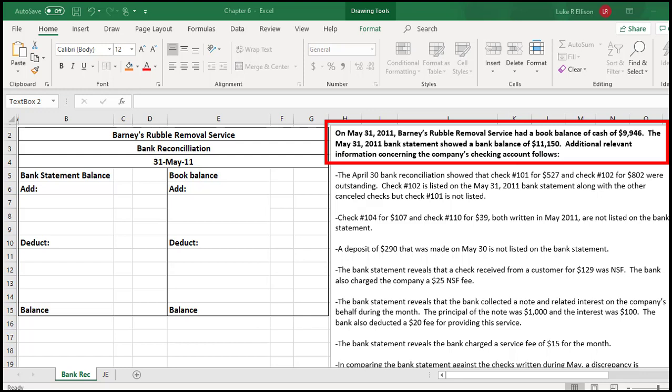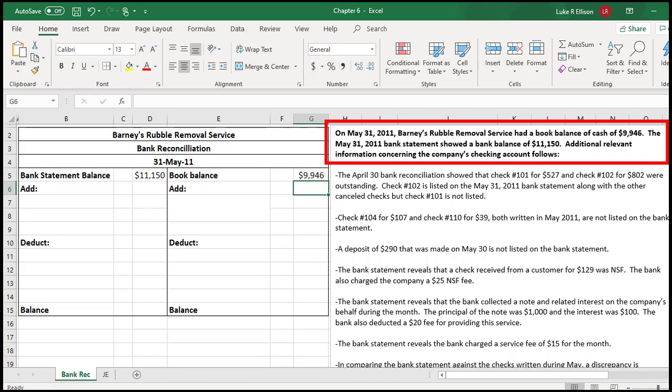But before we go on to the additional information, let's copy down the bank and book statement balances. We have a bank statement balance of $11,150 and a book balance of $9,946. So here we see the discrepancy between the two balances, which we will now correct using the additional information.